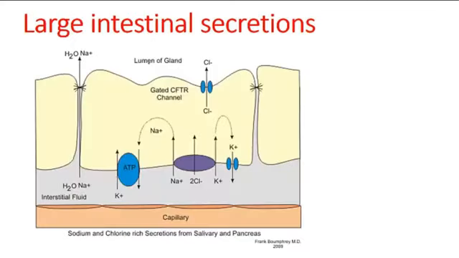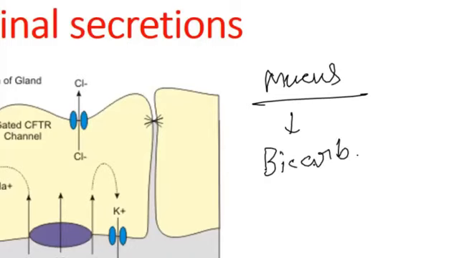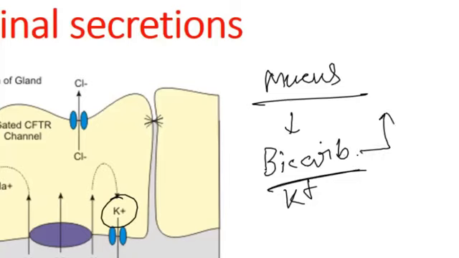Lastly, we have the large intestinal secretions. The large intestine has alkaline mucus containing bicarbonate. The mucus that we have in the large intestine, we have a bicarbonate, we have potassium ion that's secreted by the intestinal cells, because both this potassium ion as well as the bicarbonate help in the neutralization of stomach acids and chyme. Potassium also helps in preventing any kind of bacterial acid damage.